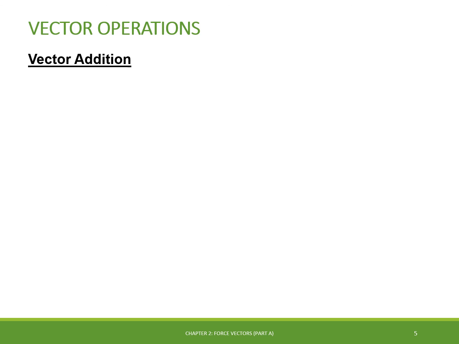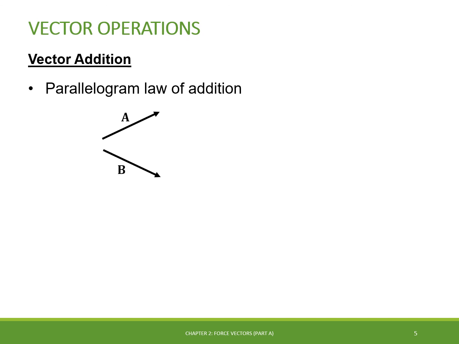Now, let's consider the addition of two vectors. When adding two vectors together, it's important to account for both their magnitudes and directions. For this, we have to use the parallelogram law of addition. To illustrate this law, let's imagine that we have a vector A, and we want to add it to a vector B. First, we have to join the tails of the two vectors at a point to make them concurrent.